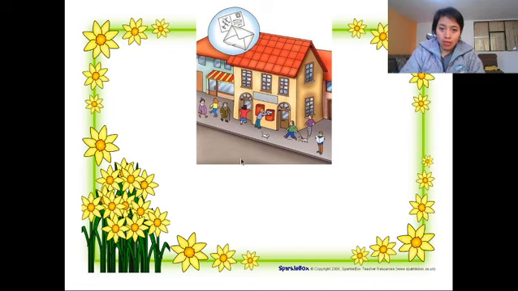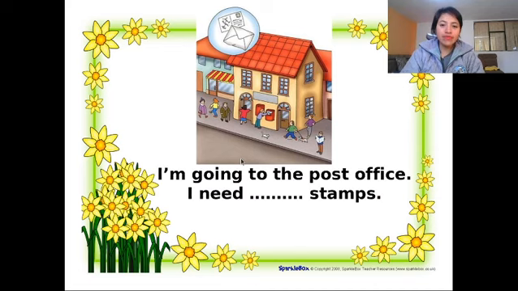Can you see this image? Right? In this image, we have the post office, right? I'm going to the post office. Do you know what is a stamp? A stamp is this little thing, una estampilla, right? Okay, I need some or any stamps.